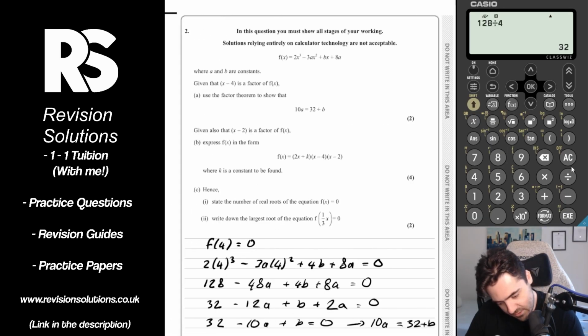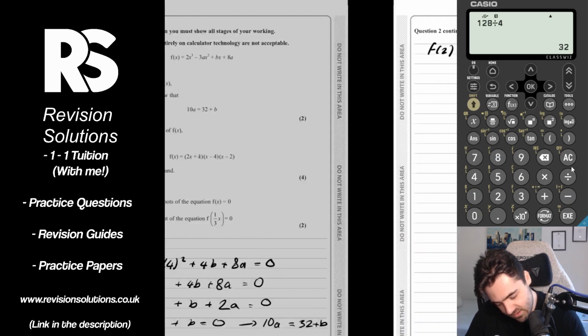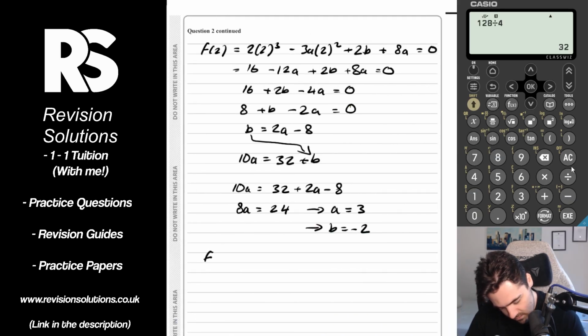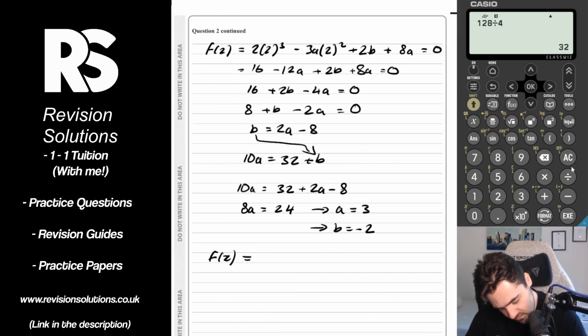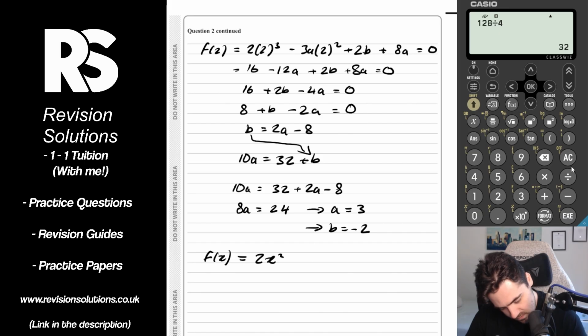Let's think about how that helps us now. So our equation now for f of x is going to be 2x cubed minus 3ax squared. So 2x cubed minus 3a, which would be 9x squared.